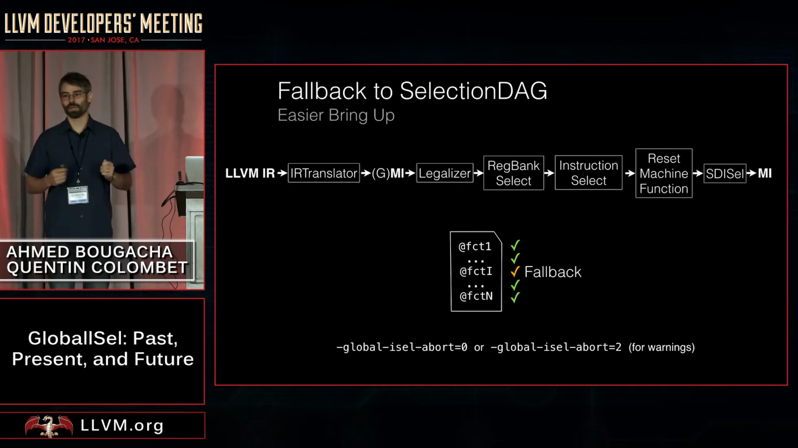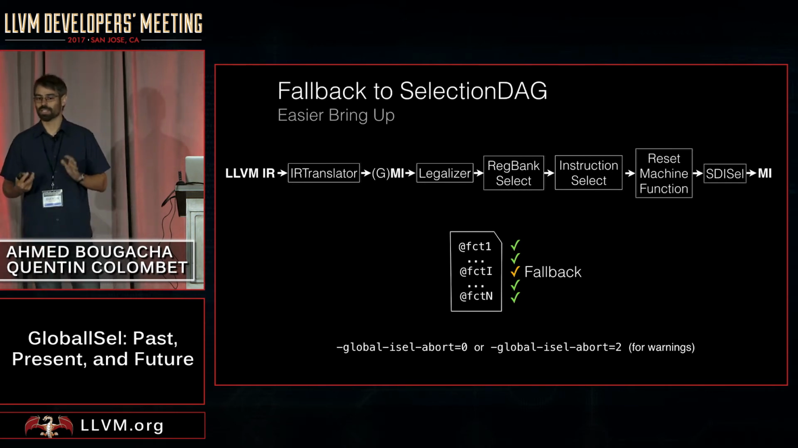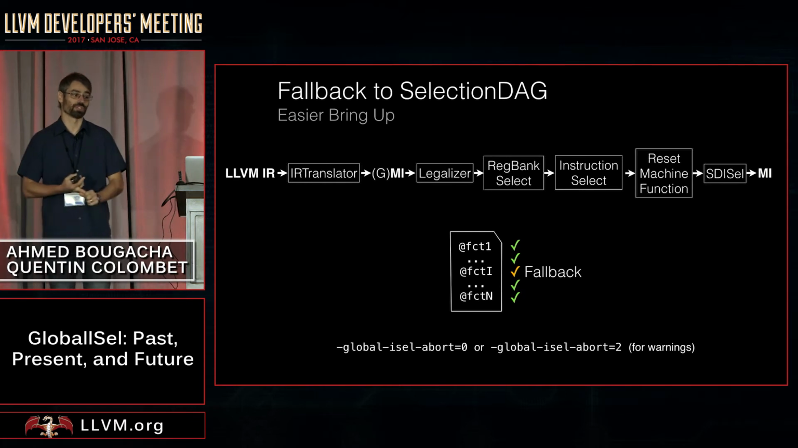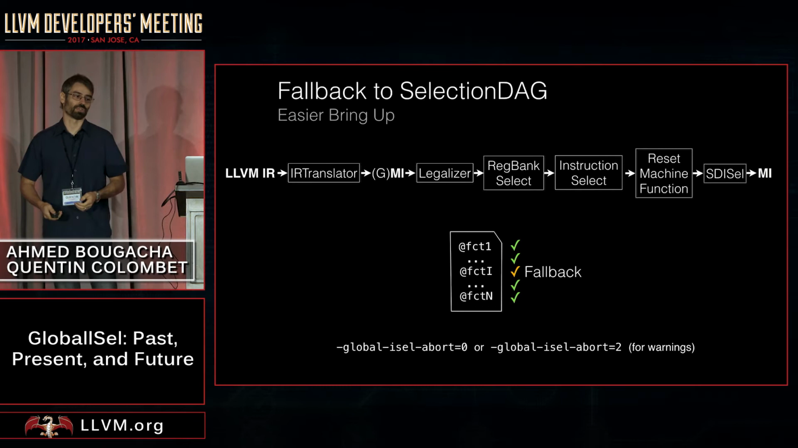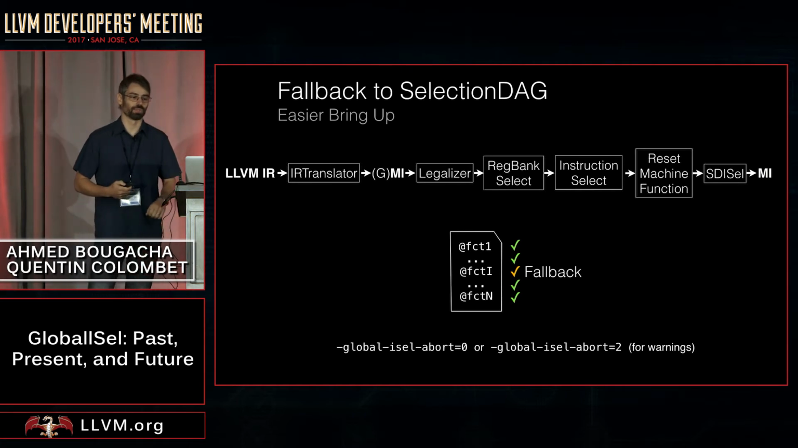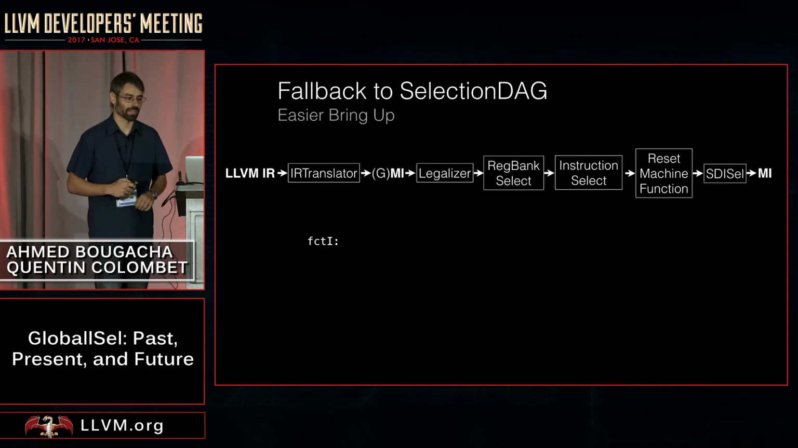In particular, we added 2 passes. As you would expect, we have to use selection DAG to do the actual instruction selection if we need to. But we also have this reset machine function pass that is going to do some work for us. So let me describe that.